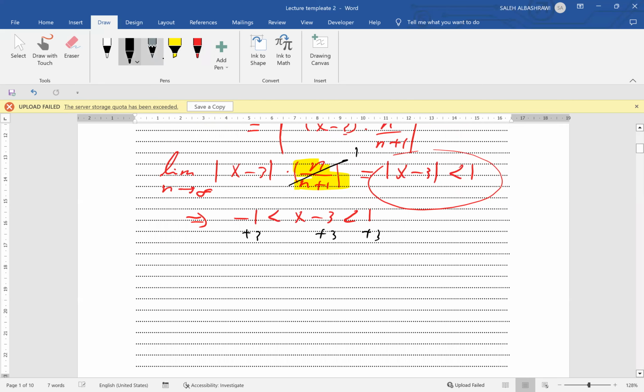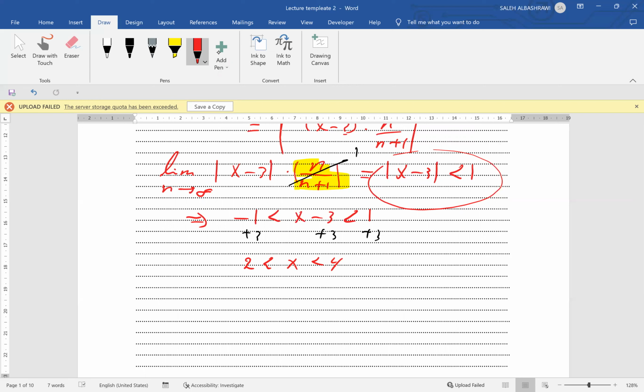I will have minus 1 plus 3 is 2, less than x less than 4. So when x is greater than 2 and less than 4, then the series is convergent. So it is convergent for this value, x between 2 and 4.